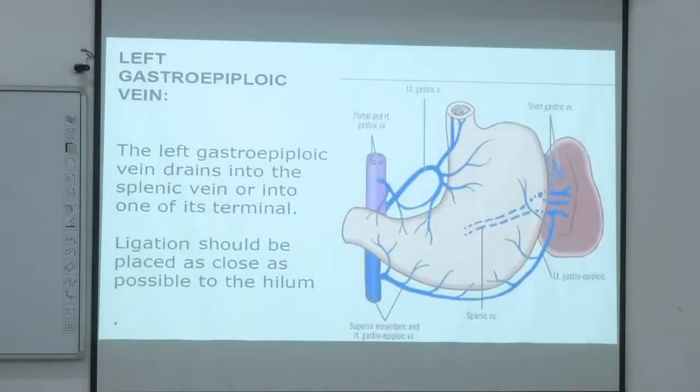Next, left gastroepiploic vein. Here, the left gastroepiploic drains into the splenic vein or into one of its terminal tributaries. Ligation should be placed as close as possible to the hilum of the spleen to prevent injury to this left gastroepiploic vein, to prevent hemorrhage.